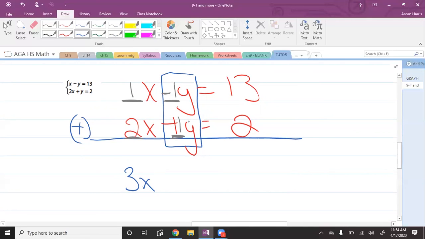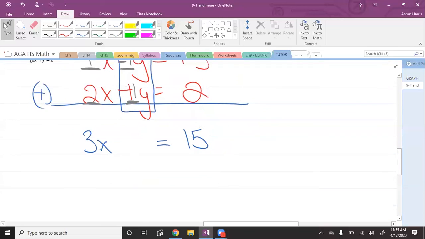Negative 1 plus 1? No, that would be 0. So 0 times y is 0. Don't forget your equal sign. What's 13 plus 2? That would be 15. What can we solve for now?